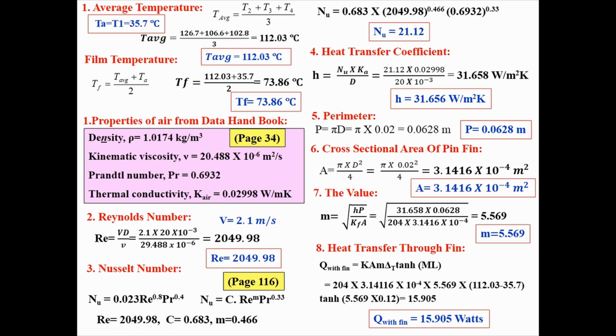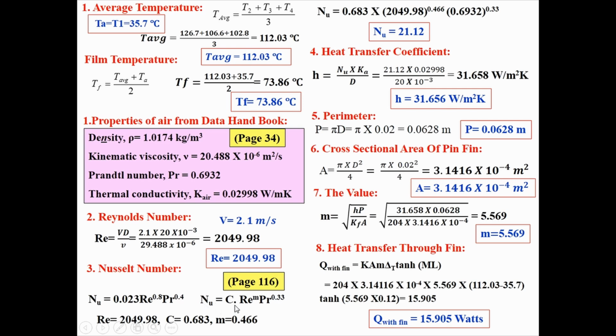2049. You will get the Reynolds number. After this, you have to calculate the Nusselt number. What is the equation for Nusselt number? You have to refer page number 116 in your data input. You will get an equation like that.